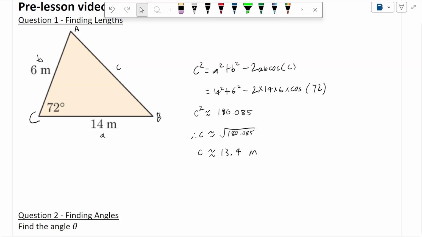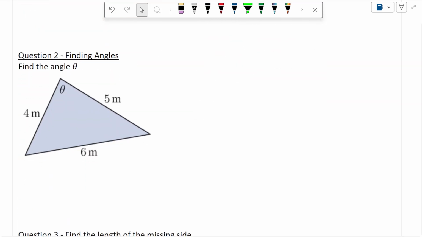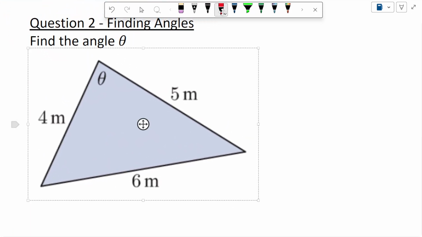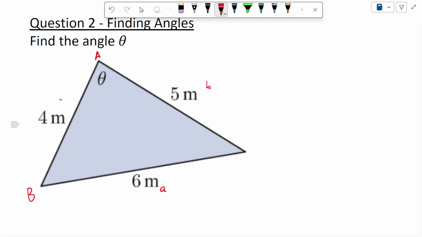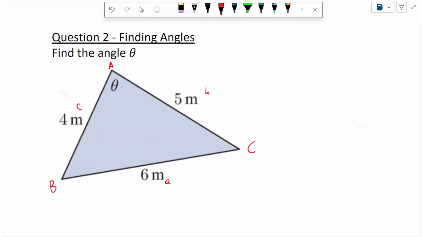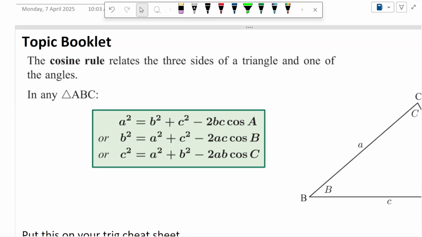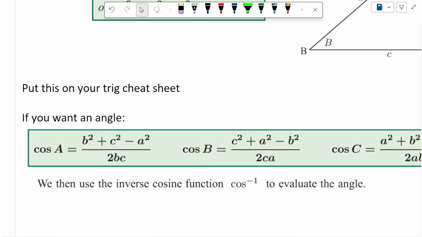Okay, find the angle. So we got to label our sides. Let's mix it up a bit. Let's label this one as A for angle. Then I can call the other two sides whatever I want. So I'll go B and B, and I'll go C and C. All right, now we're after A. These top formulas give you lengths. These bottom formulas give you angles. I'm going to be using that one there because I'm after A.